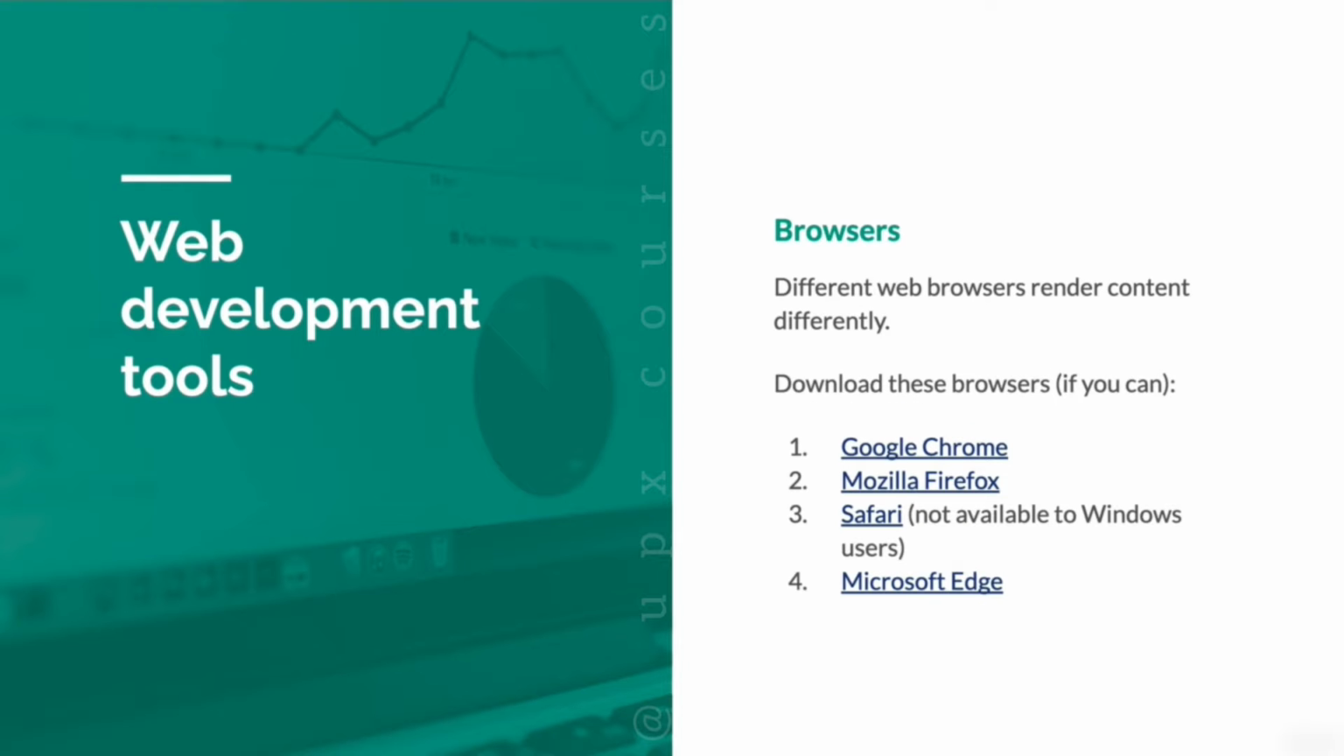Next, you need browsers. Different browsers render content differently. So if you can right now, I would highly suggest just pausing this video and going and installing Google Chrome. Download and install Mozilla Firefox. If you're on a Mac, download Safari. You probably already have it if you're on a Mac. Unfortunately, I don't believe it's available for Windows users, at least not at this point in time. And lastly, get Microsoft Edge. You want these 4 main browsers to test your websites on.